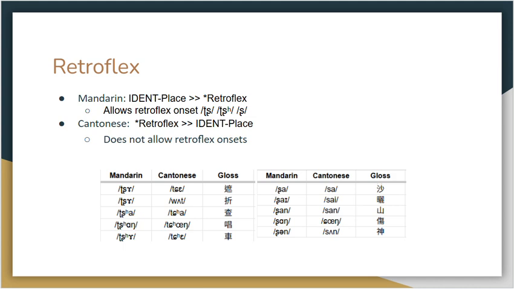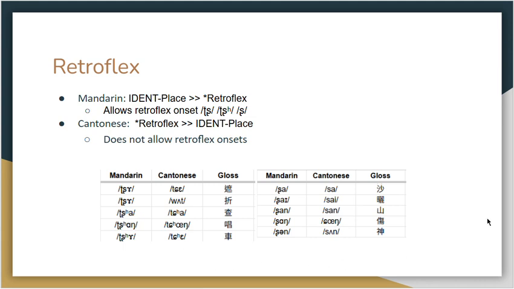Next is the retroflex. Mandarin allows retroflex position, so it allows retroflex onsets as in 知, but Cantonese doesn't have retroflex pronunciation, so no retroflex will be ranked higher than IDENT place.